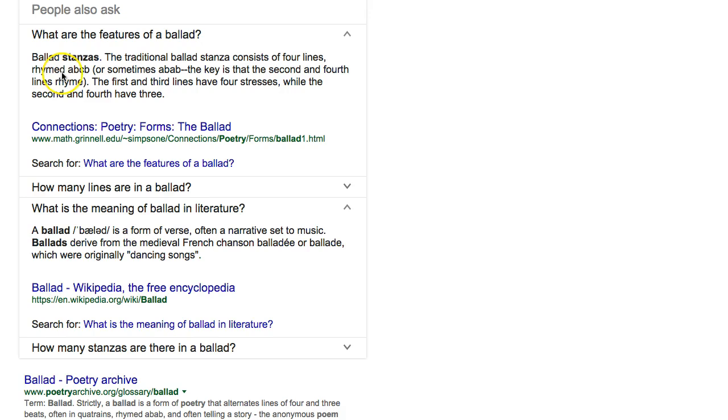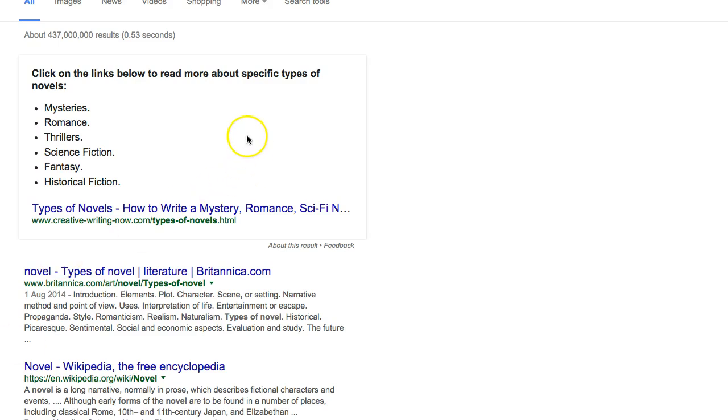So hopefully you can see how the structure of a poem relates to the form. And to discuss them, you have to talk about the poet's purpose. What is the poet trying to achieve? And finally, with a novel, exactly the same thing will happen. So here I've just put in types of novel: mysteries, romance, thrillers. Well, what would be a structural feature of a thriller?